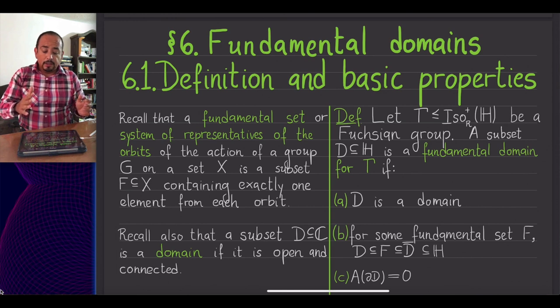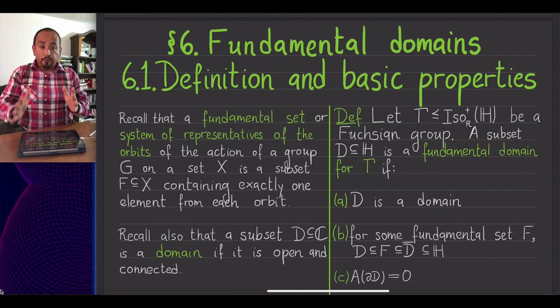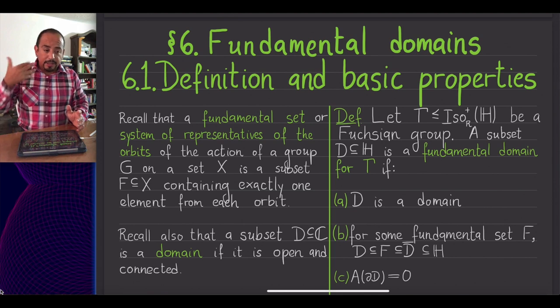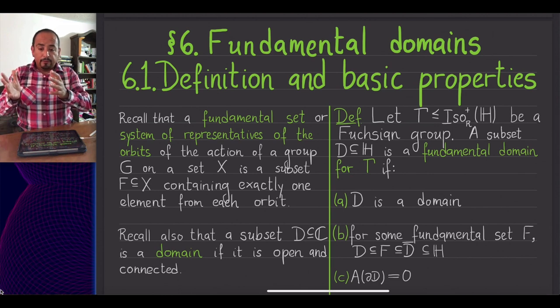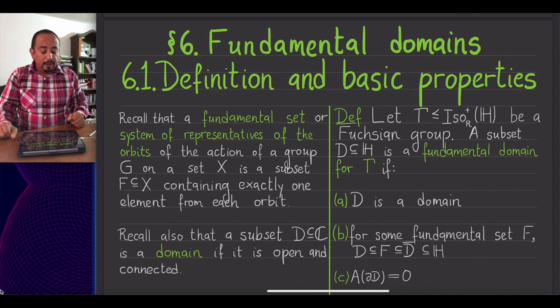So somehow we would like the same thing to happen for Fuchsian groups, so that we can start imagining the orbit space of H by the action of a Fuchsian group gamma in terms of finding some certain subset of H and maybe identifying, gluing opposite sides somehow. So this is one of the objectives of this chapter, to study this situation carefully.